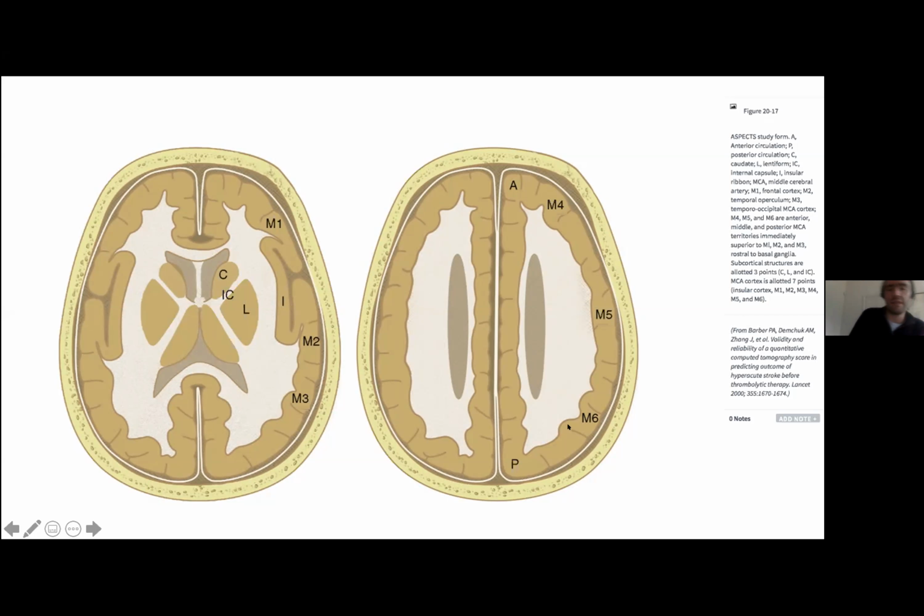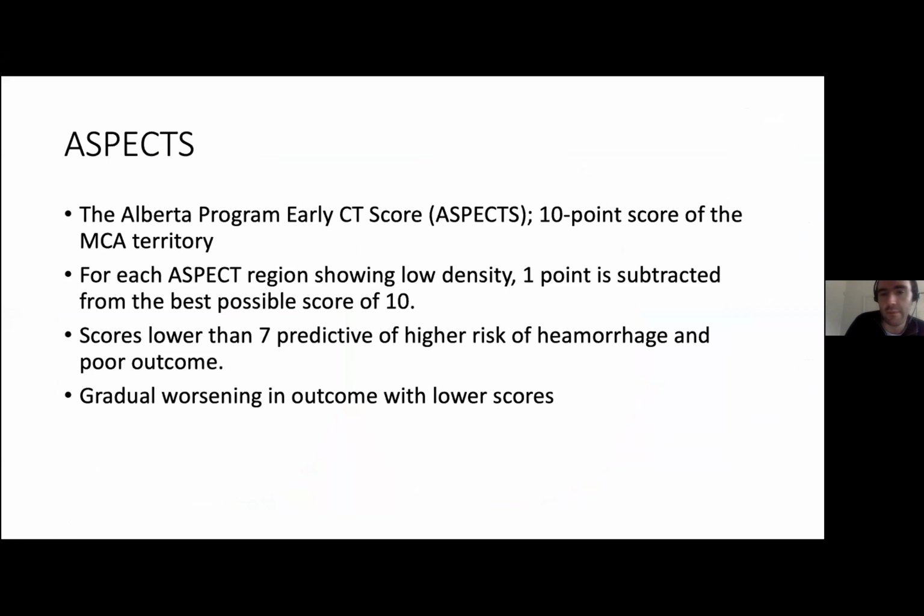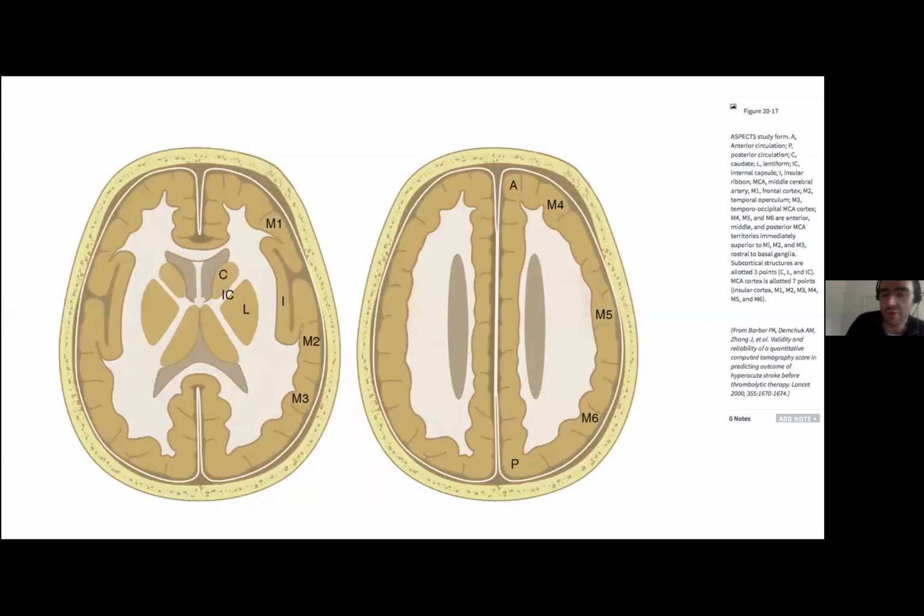And what happens is that when these people have strokes, as I showed you earlier, you get loss of the grey-white matter differentiation involving these particular areas of the brain. And when you can identify that a particular area is involved, you reduce this, you take a mark off. And patients that have more severe strokes have lower ASPECTS scores.